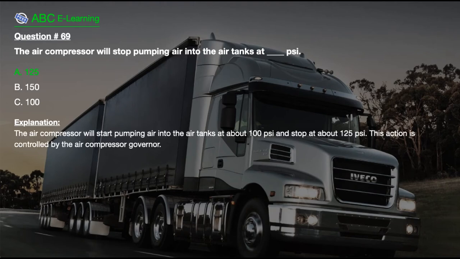The correct answer is here. A. 125. Explanation. The air compressor will start pumping air into the air tanks at about 100 C and stop at about 125 C. This action is controlled by the air compressor governor.